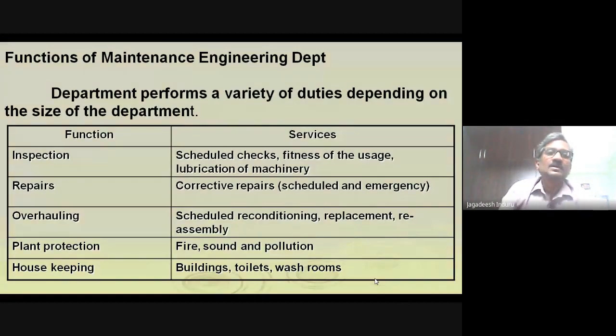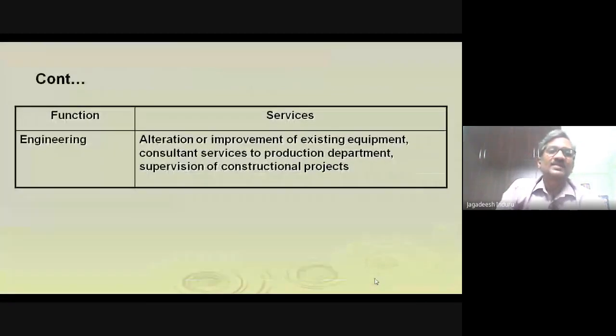So they are also taking up engineering activities like alteration and improvement of the existing equipment by giving maybe a vacuum, or giving maybe a fan additionally to dissipate the heat, or they may be circulating cold water continuously so that it is available to the system for heat dissipation. Such things they will be doing so that our equipment will function long lasting.